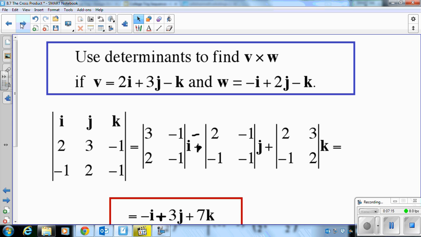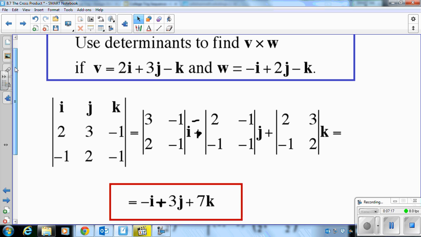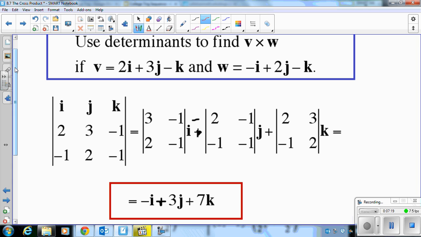You can see there's the work I'm writing out. You can just see that these are the determinants of I, J, and K, and finding the determinants of there, we get the same solution there.